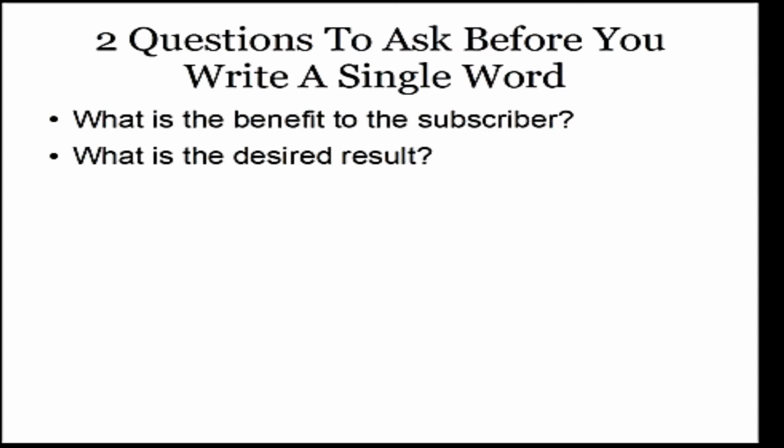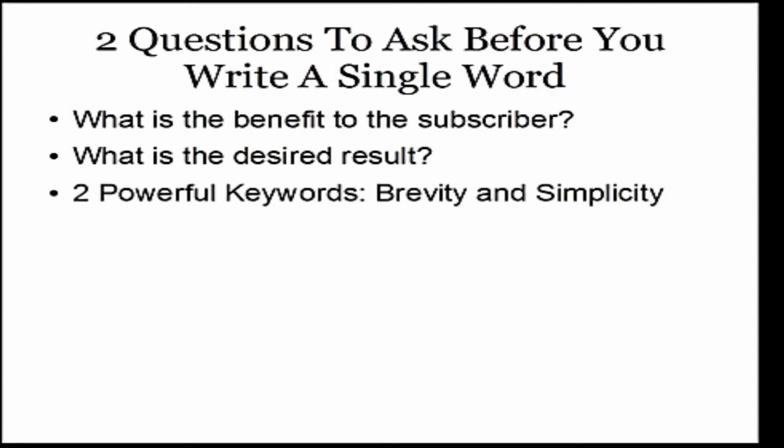And of course, you want the desired result. You want to have a clear, precise definition of what the whole purpose of this email is supposed to be doing, whether it's a download, whether it's clicking through to another site, opting in, the buy-in. What do you want them to do? And the reason why is because the two most powerful keywords in sales copy, and especially in email marketing, are brevity and simplicity. You want to keep things brief and keep things simple.